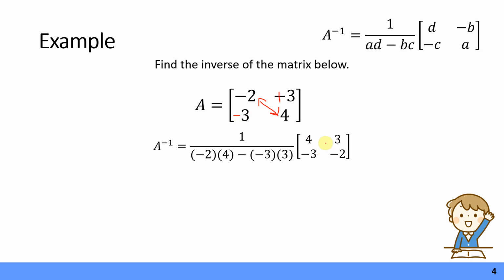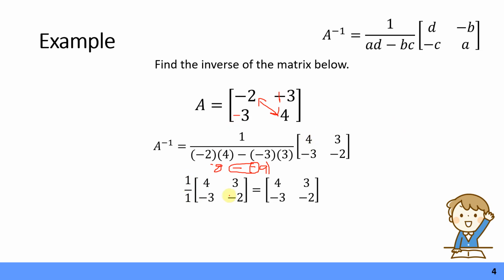All we have to do now is just simplify. So of course I have to do this first part here. -2 times 4 gives me -8. And yes, believe it or not, that's a -8. Minus -3 times 3 gives me a -9. So I am going to end up with a -8 minus a -9. When you have two negatives next to each other, they become one big plus. So I have -8 plus 9, which is just 1. So I have 1 divided by 1.